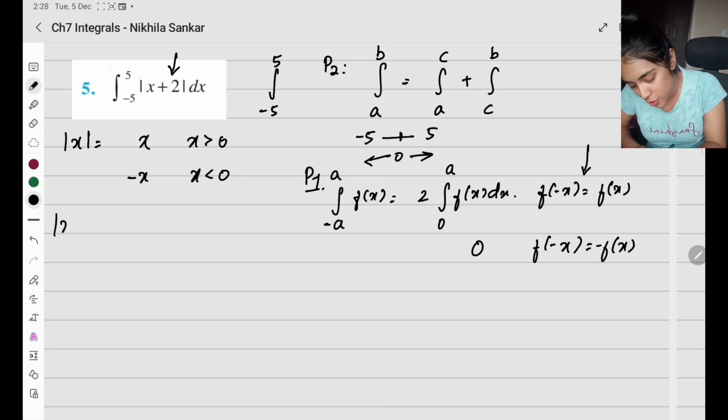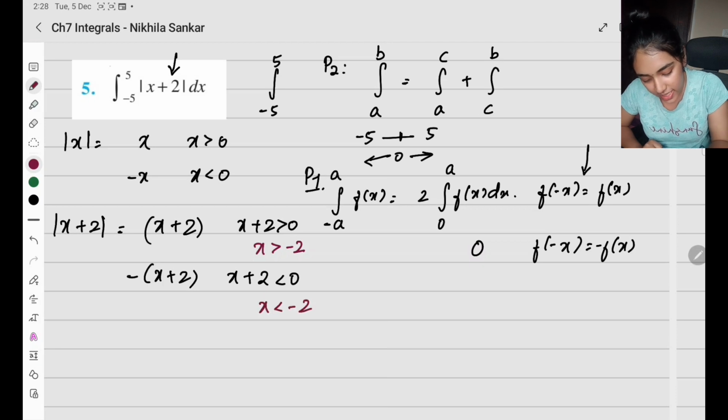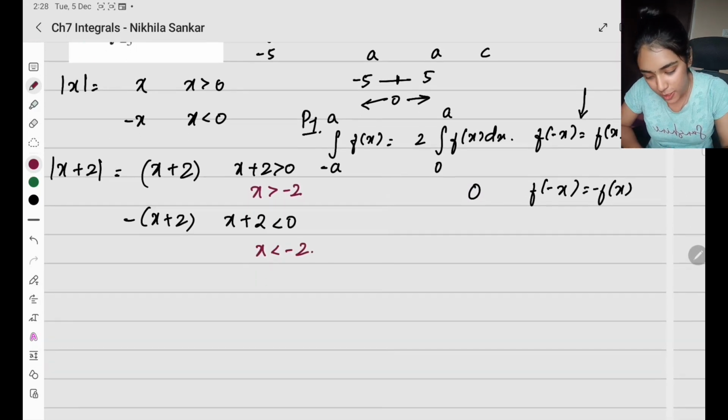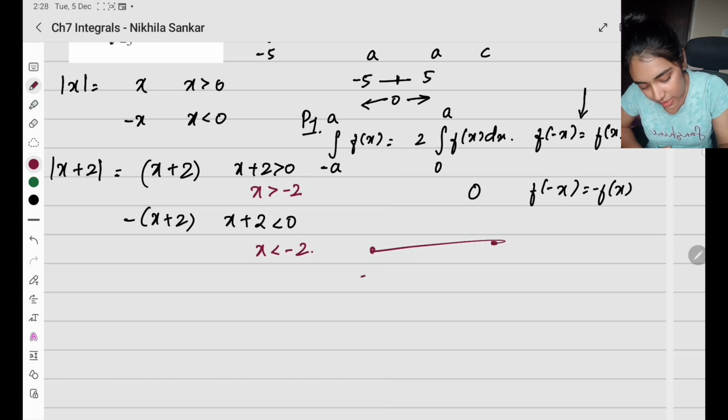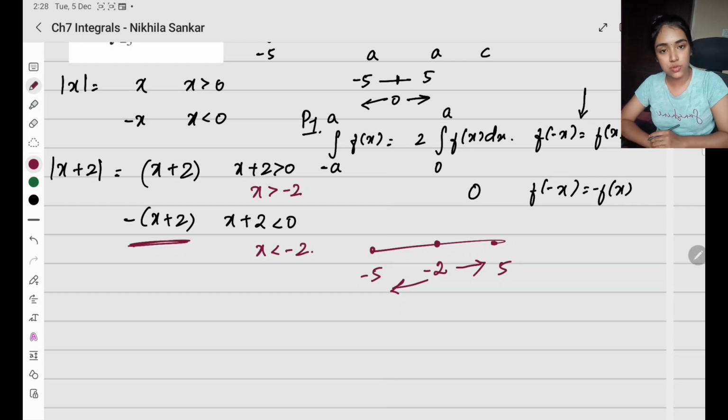So similarly, what do we get for x plus 2? x plus 2 can be positive x plus 2 when x plus 2 is greater than 0 and negative x plus 2 when x plus 2 is less than 0, which means I can split the values from x greater than minus 2 and x less than minus 2. Correct? Can we split the integral like this? So I have minus 5 to 5 and in between I have minus 2. So the values to the left of minus 2 are going to be negative and the values to the right of minus 2 are going to be positive.